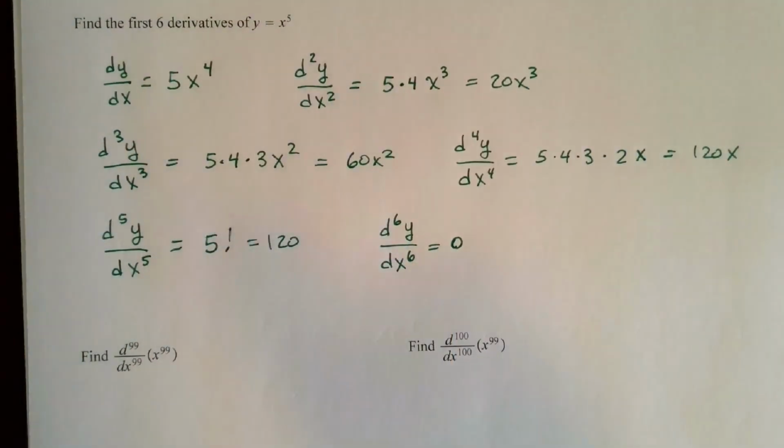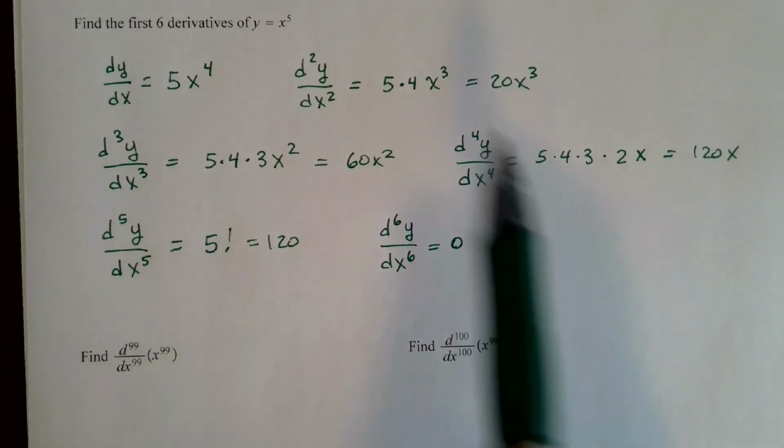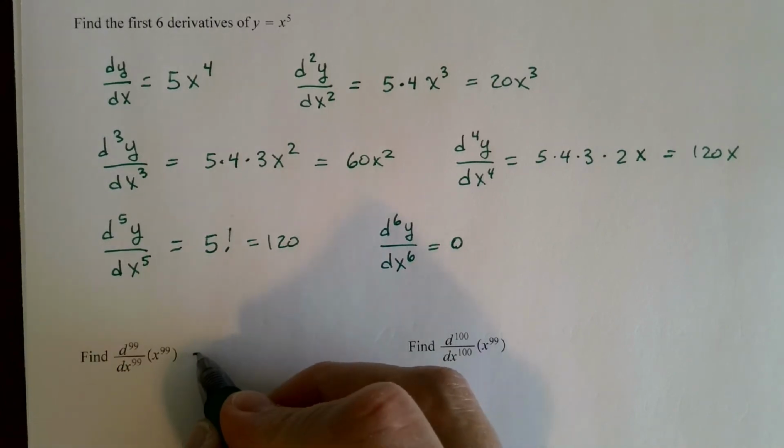So, could you then, based on this analysis, find the 99th derivative of x to the 99th power? That's what we're talking about here. What's the 99th derivative? Now, we're not asking you to go through the process of finding the first derivative, second derivative, third derivative, all the way to the 99th derivative. No. I'm expecting you to get that from this. What's that going to be?